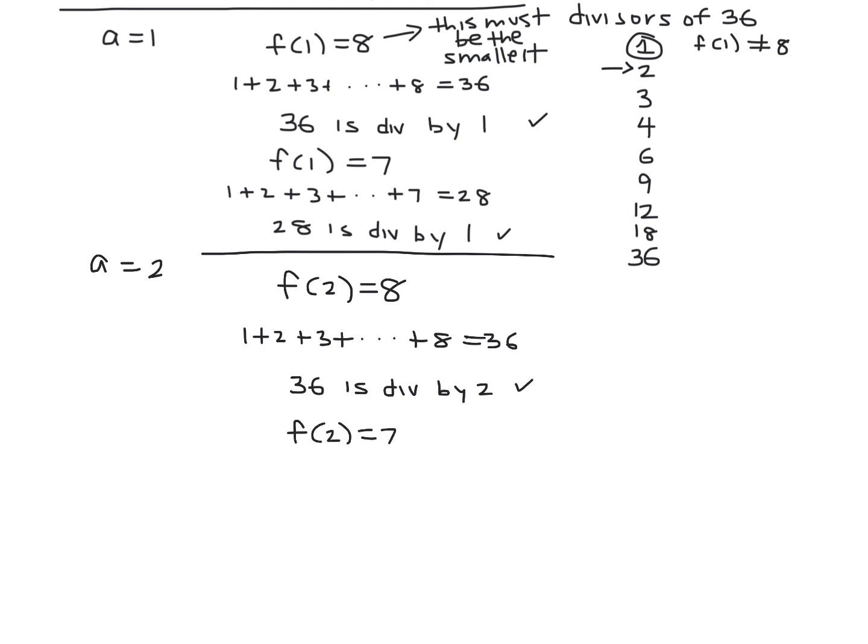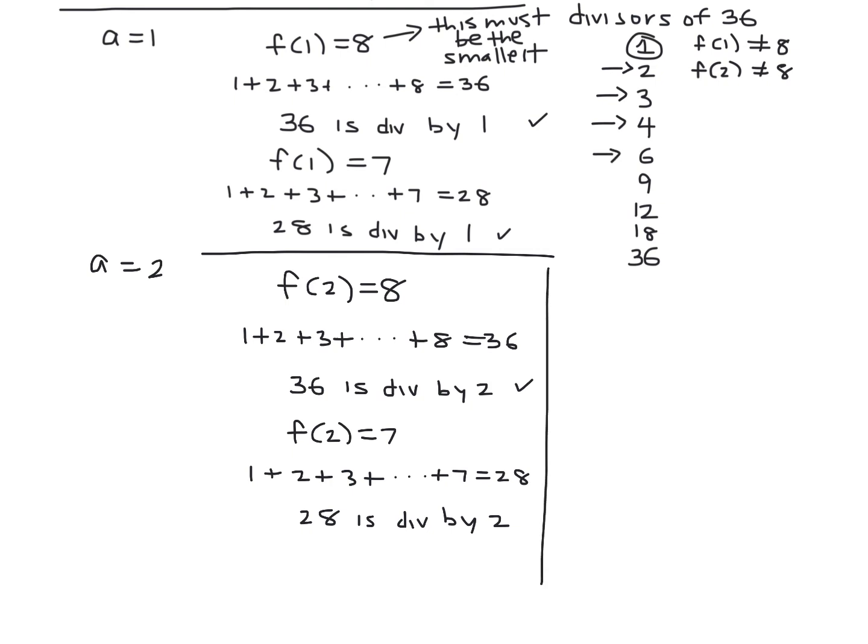If it holds true, then this falls apart. Well, f at 2 equals 7 means that 1 plus 2 plus 3 dot dot dot plus 7, which is equal to 28. And is 28 divisible by 2? Yes, it is. So that basically means that we found a smaller value, and therefore f at 2 also does not equal 8. So I will let you do the same thing for 3, 4, and 6. Same kind of story.